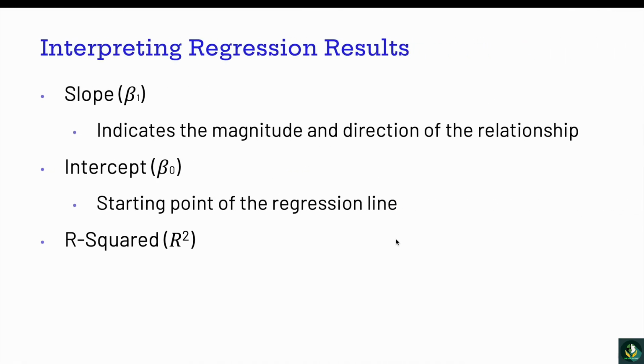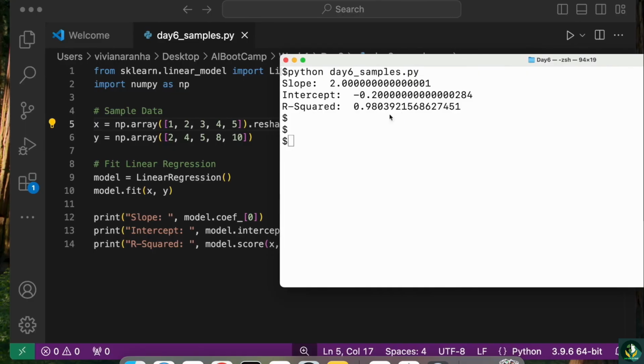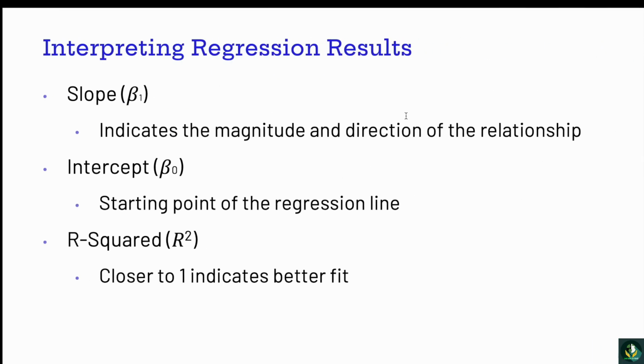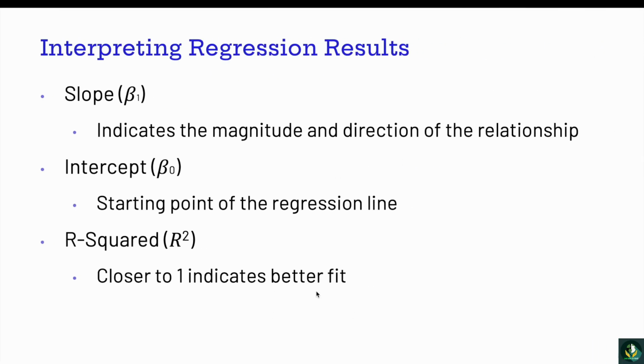And we have R squared, where closer to 1 indicates a better fit. Since we have 0.98, it's a better fit for this particular model, and that's why R squared is closer to 1. Next, let's look at some hands-on exercises.